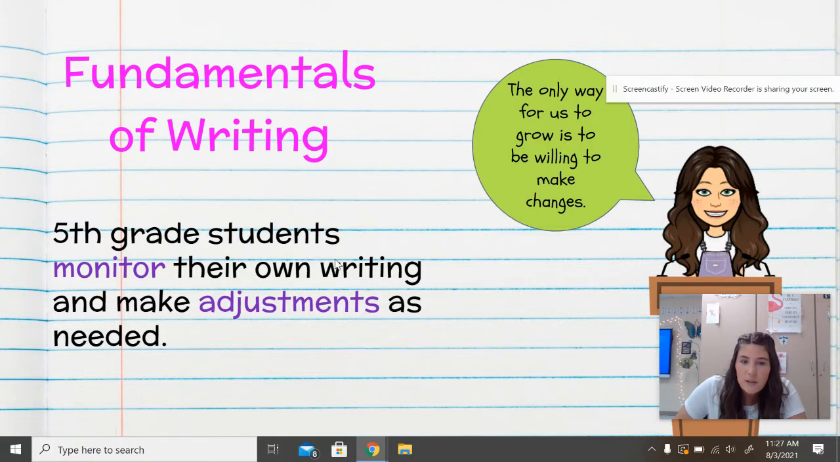Next, it says fifth grade students monitor their own writing and make adjustments as needed. We want to make sure that we are being willing to grow and learn. We want to make sure that in that editing and revising stage that we are editing and making adjustments. So we have to be willing to make those adjustments.